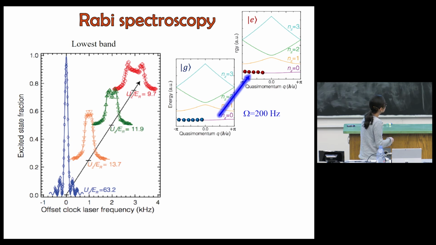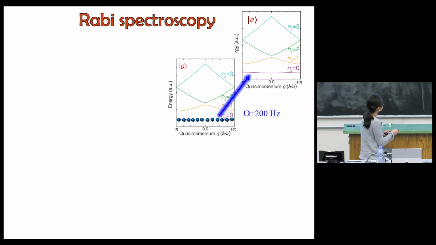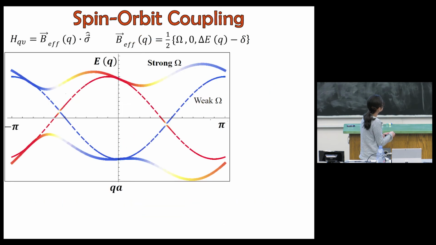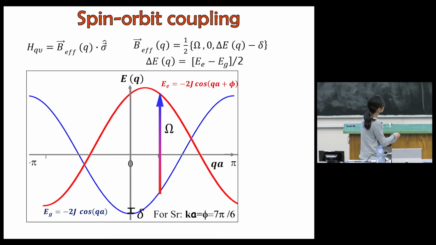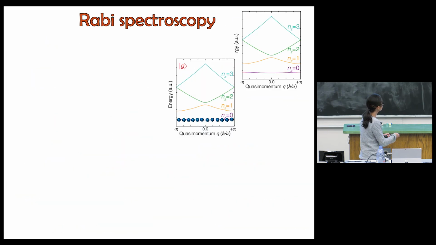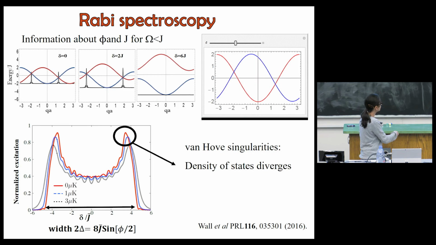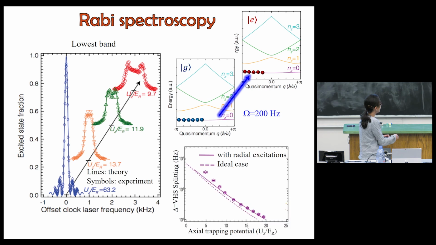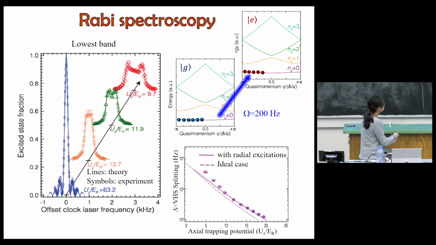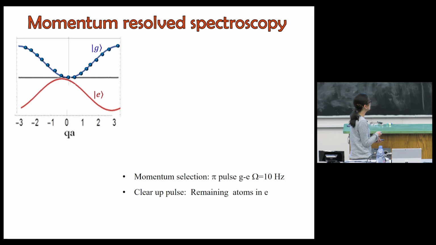You see that the effect of the spin-orbit coupling is determined by the tunneling of the atoms. The more tunneling they have, the larger the spin-orbit coupling they have. And what they see is that the width of the band was determined by the tunneling. When they were transferring the atoms, they were able to see these van Hove singularities that become broader as they make the lattice shallower. So that was one of the first observations of spin-orbit coupling in the experiment.